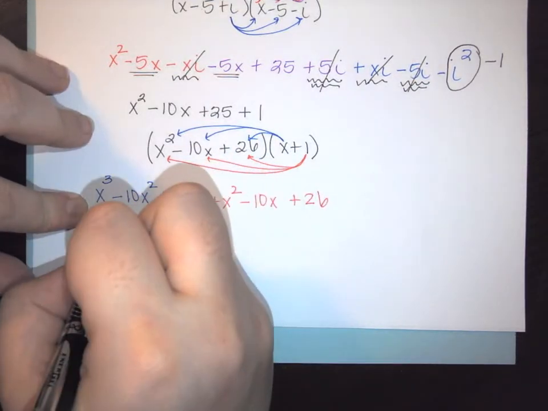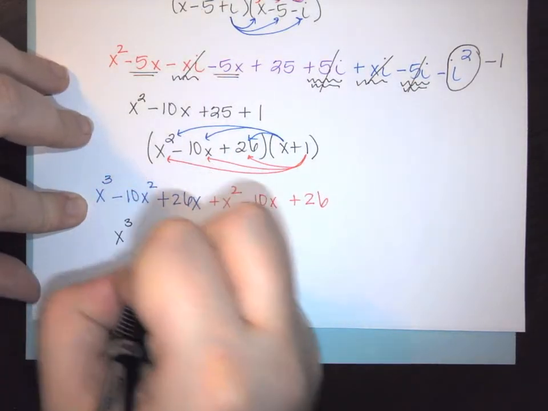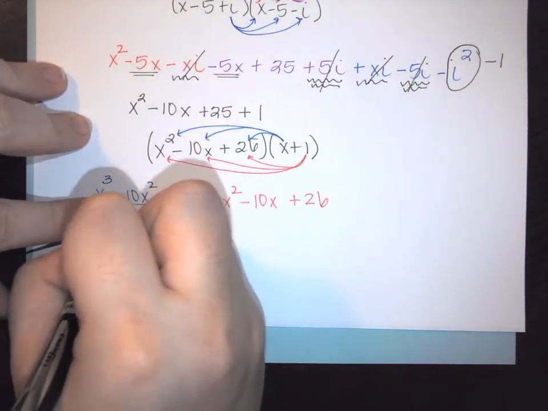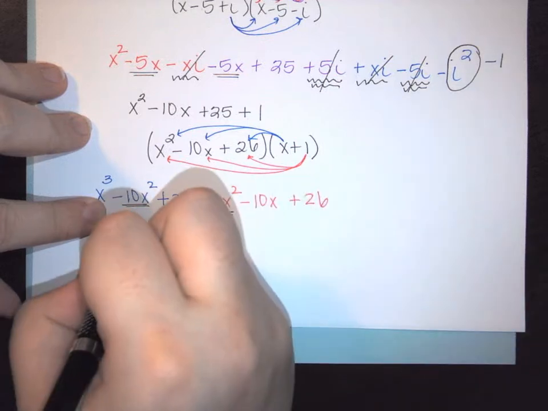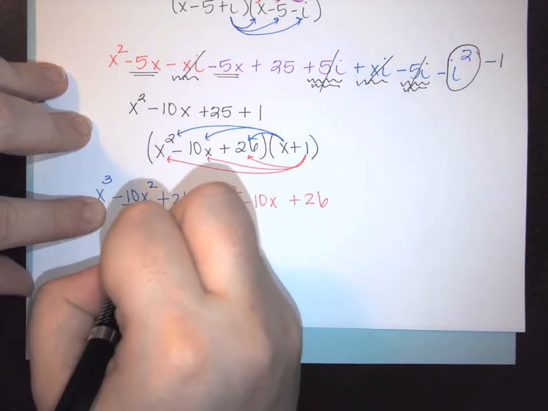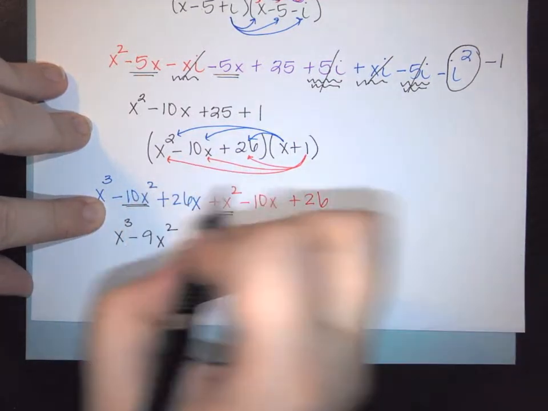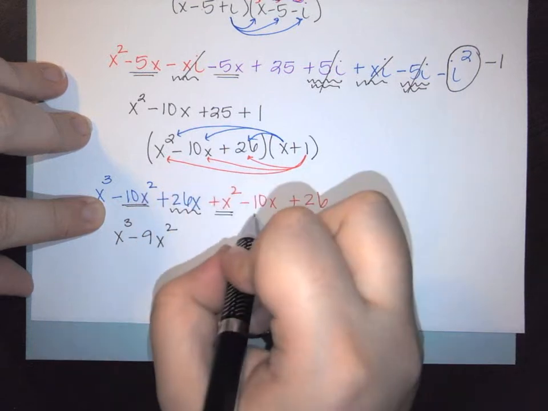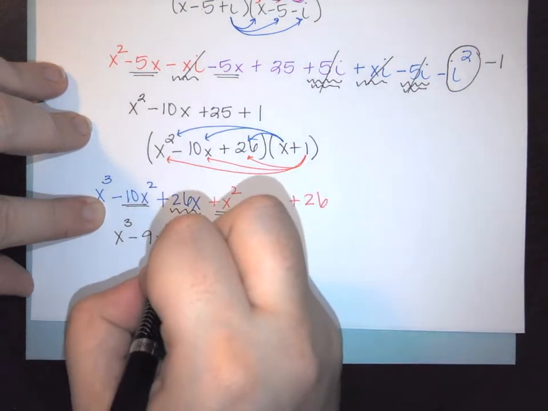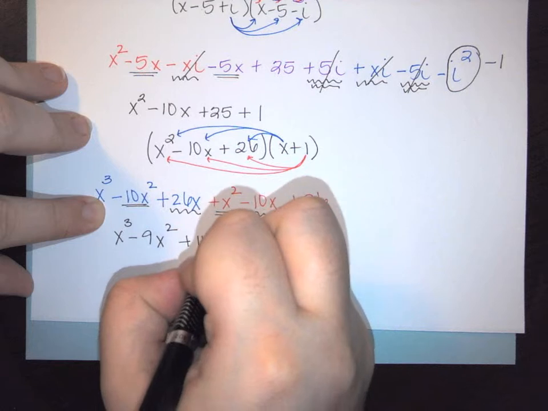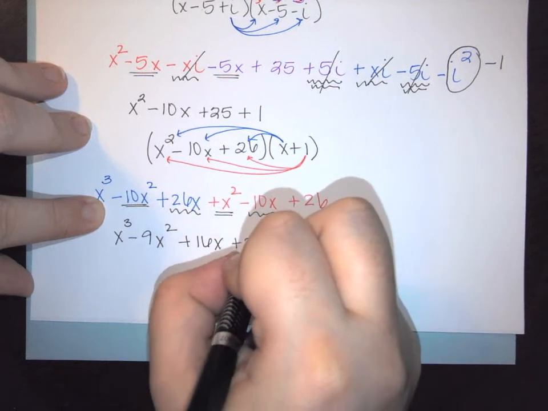So last we have x cubed. We've got this minus 10x and an x squared, so this is going to be minus 9x squared. I have a 26x and a 10x, so plus 16x plus 26.